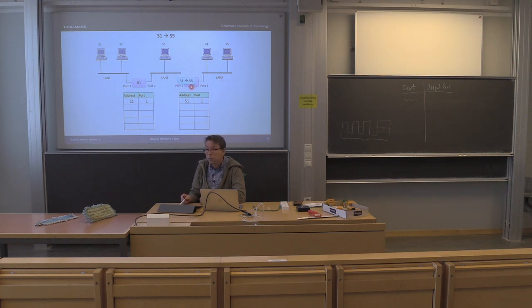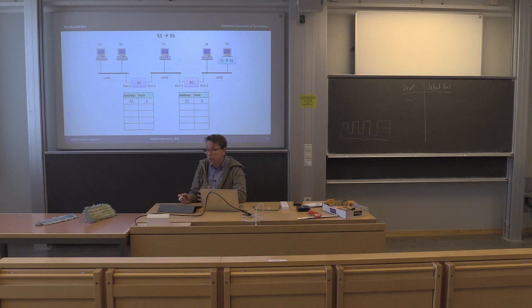Where it's picked up by bridge number 2. So what has bridge number 2 learned now? Well, it has learned that there is a node with MAC address S1 which is attached to its port 1. So it fills that into its forwarding table here. And then it looks at the destination address, it's S5. Where is S5? I have no idea. So I just send it out on all my ports. So I send it out on port 2, and then it makes its way to the destination address. Like this. So that's traffic number 1.